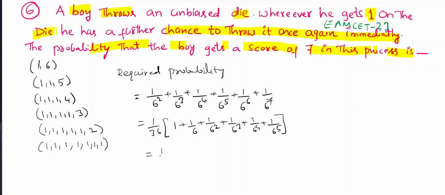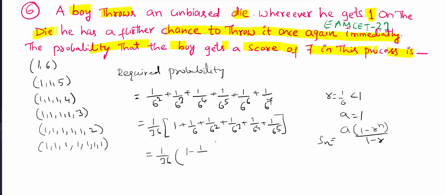That is equal to 1 by 36 into, this is GP. Here R is equal to 1 by 6. This is less than 1 and A first value is 1. We know that the formula, that is A into (1 minus R to the power of N) by (1 minus R). This is the formula for a GP. Sn is equal to A is 1, that is 1 minus R power N.